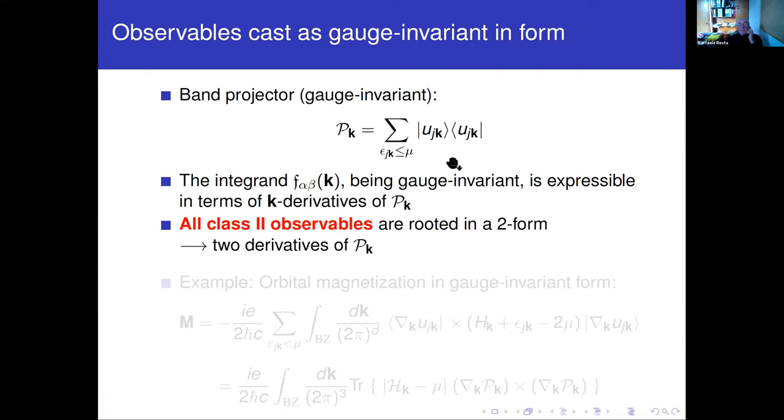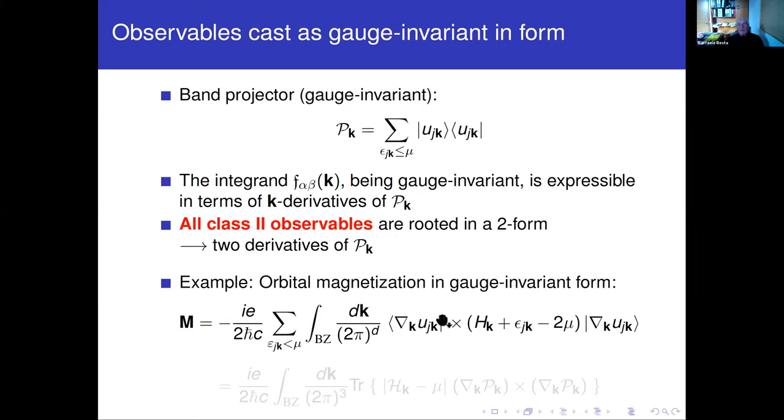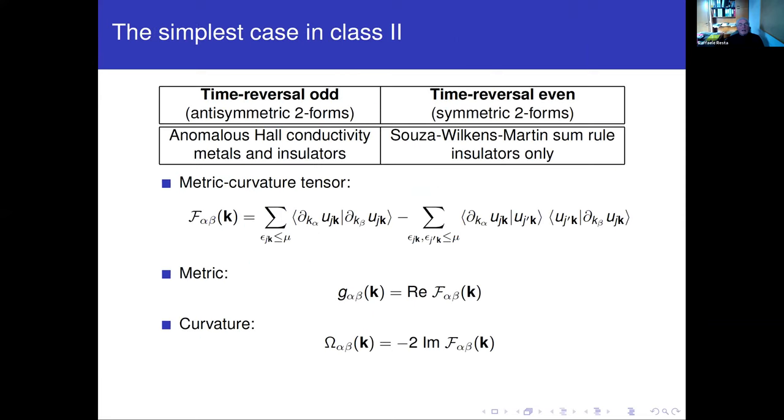Now, it is possible to cast them in gauge-invariant form, using a projector on the occupied states. Of course, it only determines the occupied manifold of Bloch states, doesn't care which states are occupied, doesn't care about band crossings and the like. And since the quantities we are looking for are gauge invariant, they must be expressible as derivatives of P(k). And since the class two observables are written as two-forms, all observables in the class must have two derivatives of P. And in fact, here is orbital magnetization. This is the formula shown before, the formula we arrived at in 2006, and the formula you find in David's textbook, but it can be shown with some work that it can be written in this way, where only gauge-invariant quantities enter, that is the gradient of the projector.